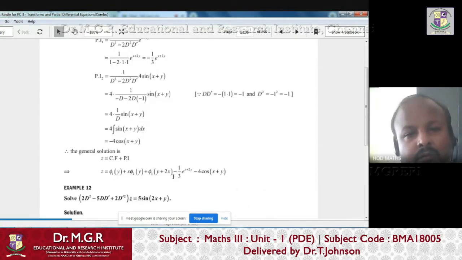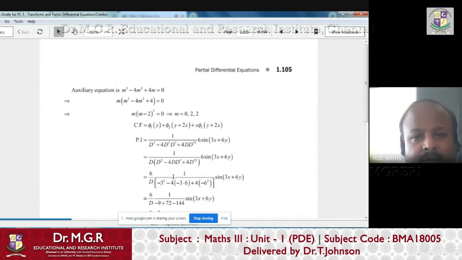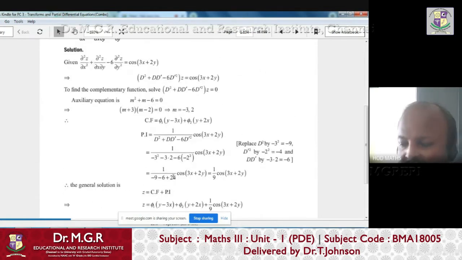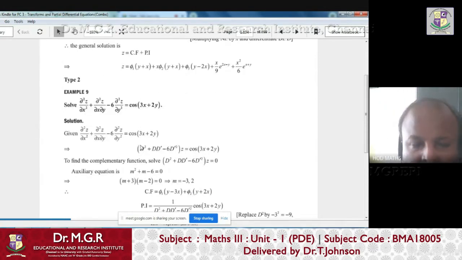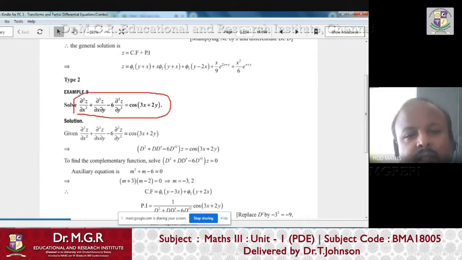Right, so last class we have discussed solving higher order PDEs, that is degree 2 or degree 3. A typical example for a second order PDE, you can see in the screen, is del square z by del x square plus del square z by del x del y. So this is a second order PDE.